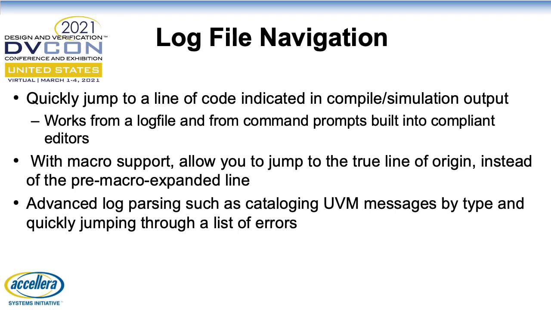With the macro support we talked about earlier, this would allow you to jump to the true line of origin instead of the pre-macro expanded line, which can cause frustrations when looking through log files currently without knowing which line the code is supposed to be pointing at. A slightly more advanced feature that would be very awesome to see as well is advanced parsing, such as cataloging UVM messages by type and allowing you to quickly jump through a list of errors or filter the log file based on message type.